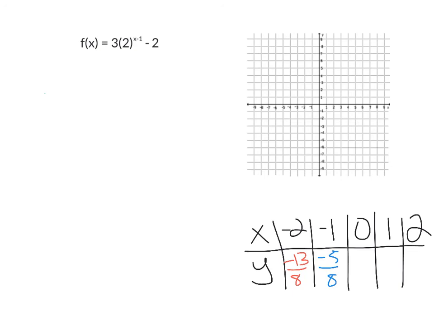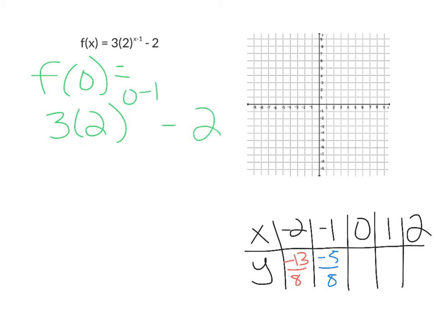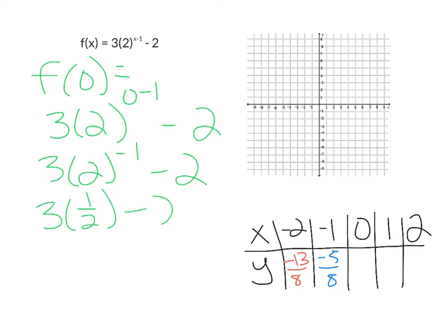Now I'm going to find f of 0. So I get f of 0 equals 3 times 2 to the 0 minus 1, minus 2, which is 3 times 2 to the negative first, minus 2. 2 to the negative first is the same as 1/2 to the positive 1, or 1/2. So I have 3 times 1/2 minus 2. 3 times 1/2 is 3/2, and 3/2 minus 2 is negative 1/2.